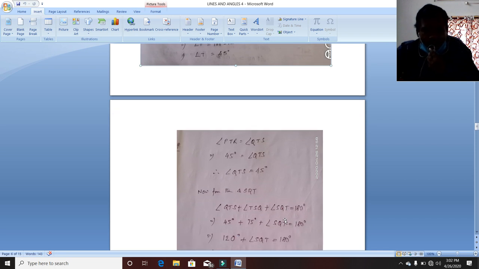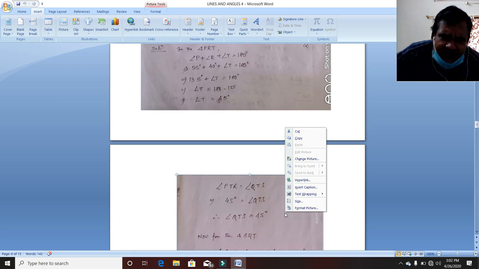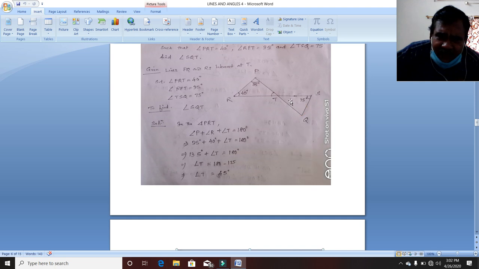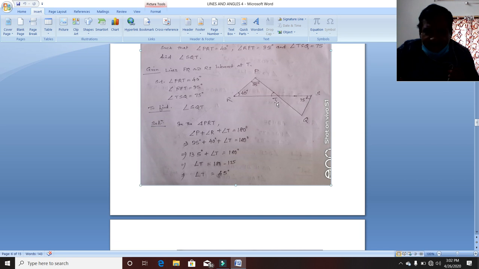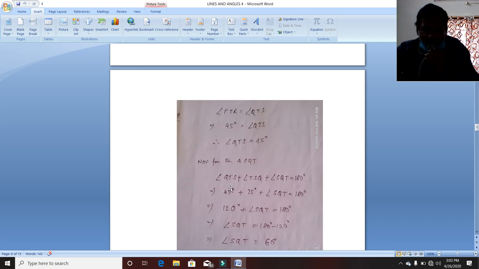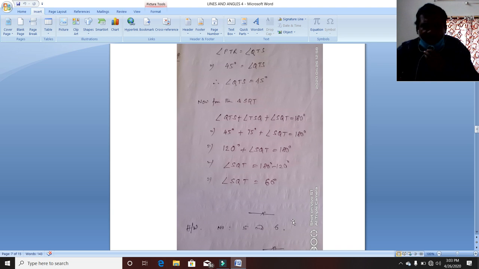Now I have to calculate the value of SQT. Now in the triangle SQT, the sum of three angles is 180 degrees. This angle plus this angle plus this angle is equal to 180 degrees. Its value is 75 degrees. This is the vertically opposite angle; I have calculated its value. So substituting these two values, I write the sum of three angles is 180 degrees, plus angle SQT equal to 180 degrees. Now SQT is equal to 180 minus 120. So I am getting the value of SQT as 60 degrees.